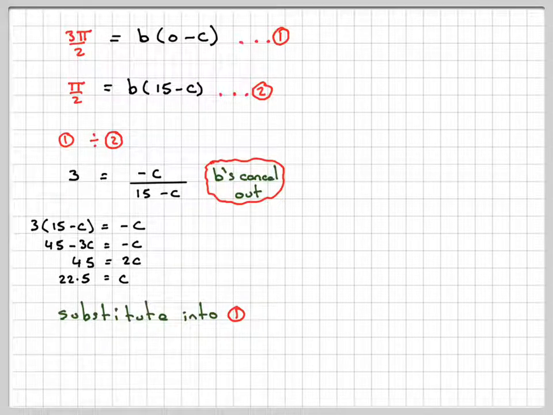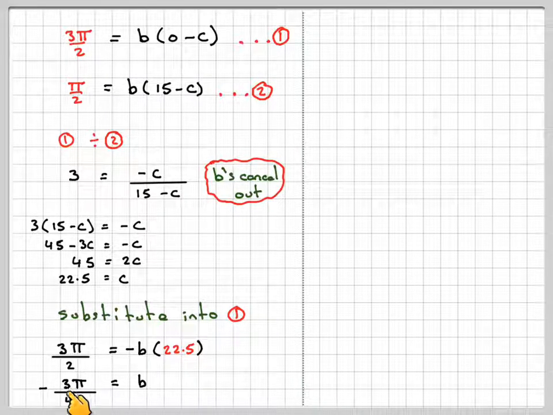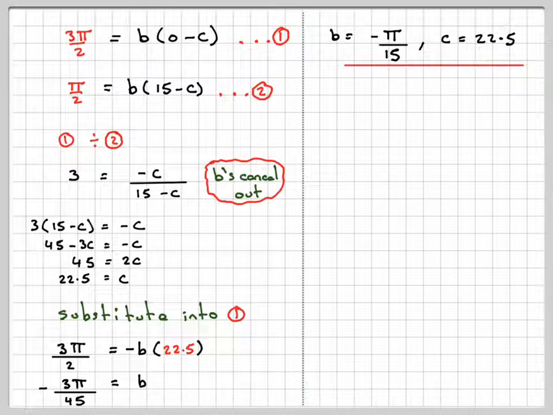Remember, b times 0 is 0, so we're going to get 3 pi by 2 is going to be b, this bit is 0, so we've got b times minus c, so we're going to have minus b times our answer to c, which is 22.5. Now divide by 22.5. That becomes 45, 2 times 22.5, and we also have to remember it's minus when we take the minus over to the other side, so it's minus 3 pi over 45. 3 is going into 3 and 45, so we get b is minus pi over 15, c is 22.5. Quite a difficult question, this.